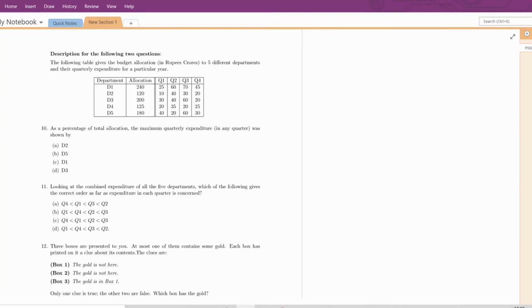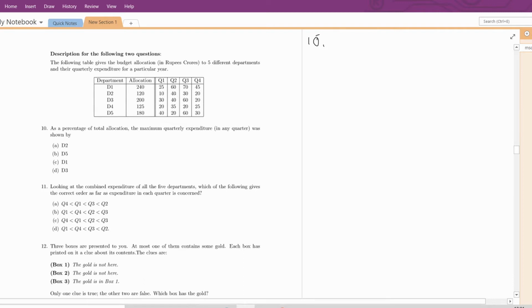Description for the following two questions. The following table gives the budget allocation in rupee crores to 5 different departments and their quarterly expenditure for a particular year. Question number 10: as a percentage of total allocation, the maximum quarterly expenditure in any quarter was how much? For each department, take the quarter where the maximum amount of expenditure was done.